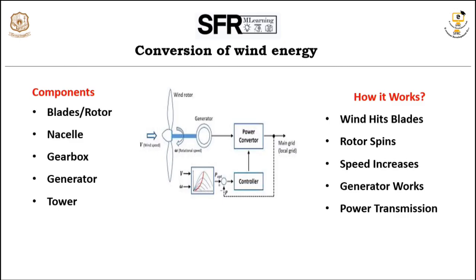The third one is generation. The high speed rotation spins an electric generator, often known as a synchronous generator or induction type generator, which uses magnets and copper coils. What is the purpose of these two? They are used to induce an electrical current.